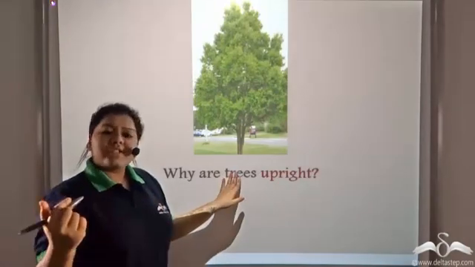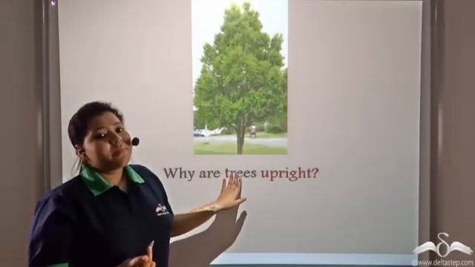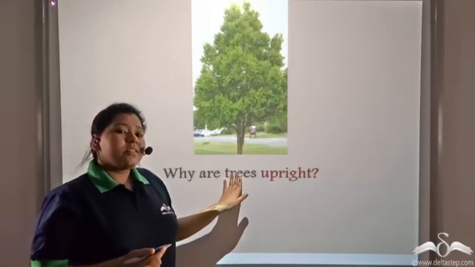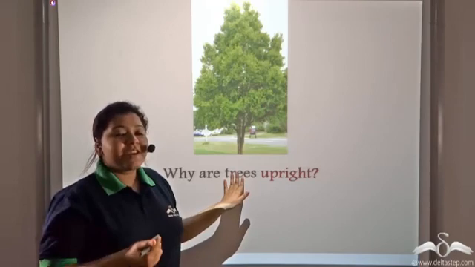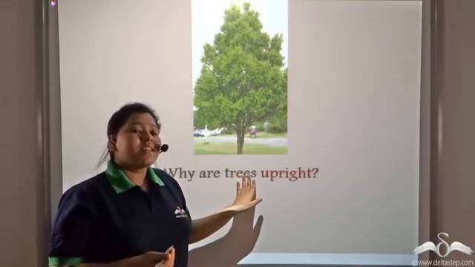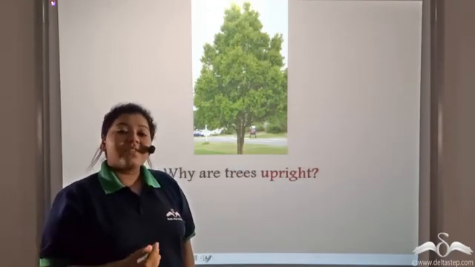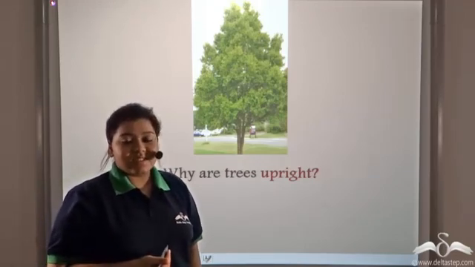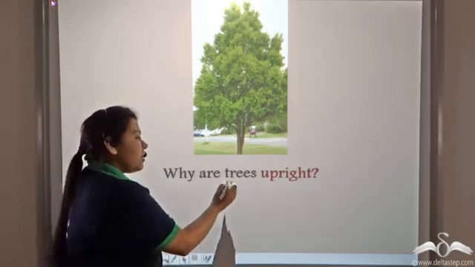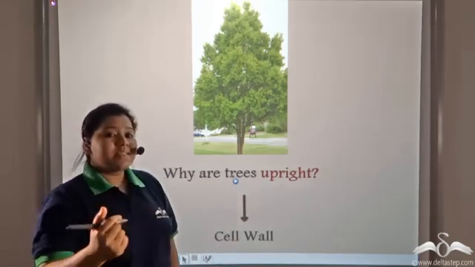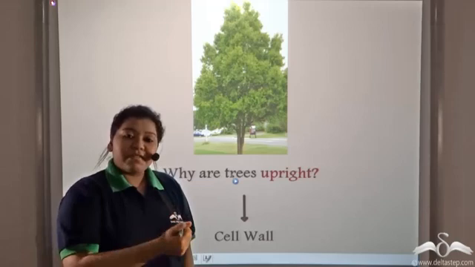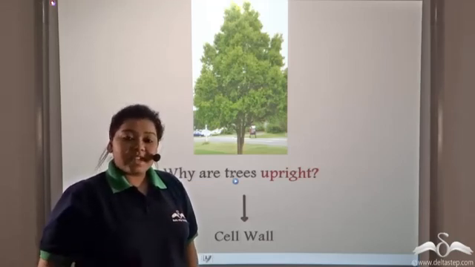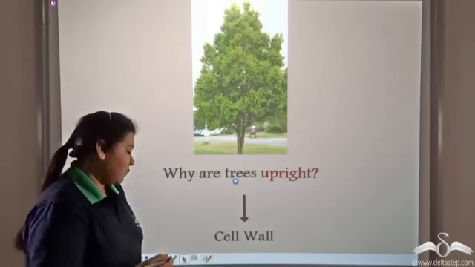So you see so many trees around you. Now tell me why trees are so upright. If you tell me that, yes, plant cells are tough and rigid, you will be absolutely correct. But that leads us to the next question. What gives the plant cell this rigidity? Yes, the cell wall that bounds the plant cell provides the toughness and the rigidity to the cells, and that is why trees are upright.